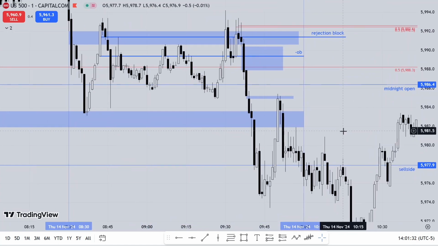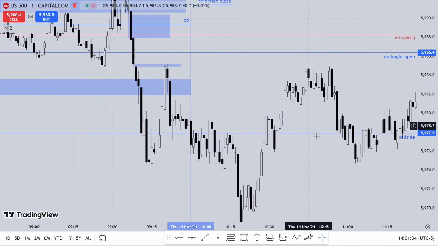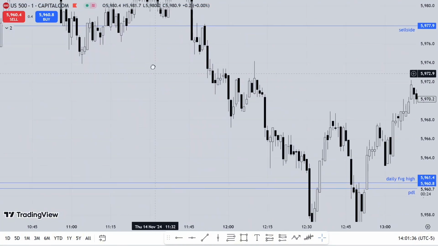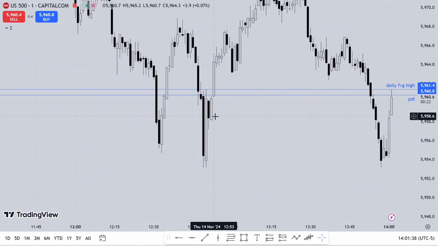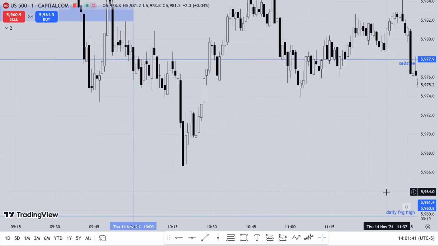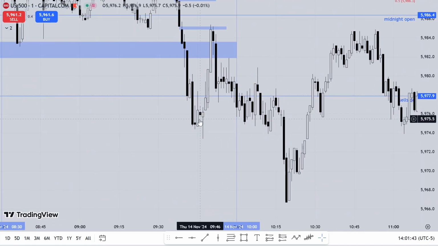So you do not need to participate in all of this price action here. It is not of relevance if you participated in the pre-market session, because that's what we did.